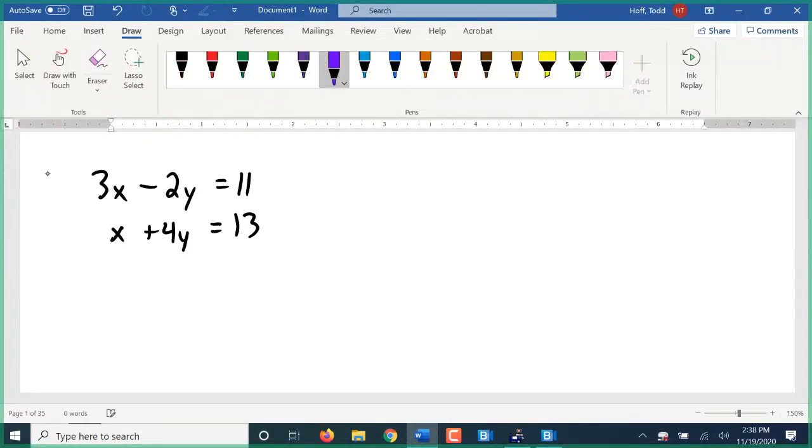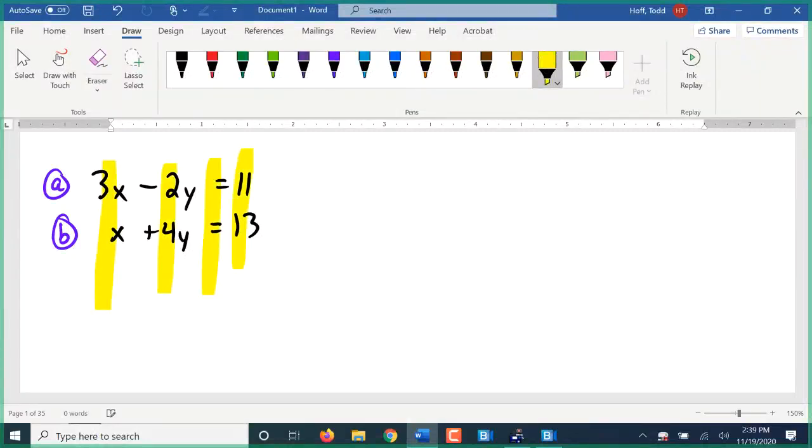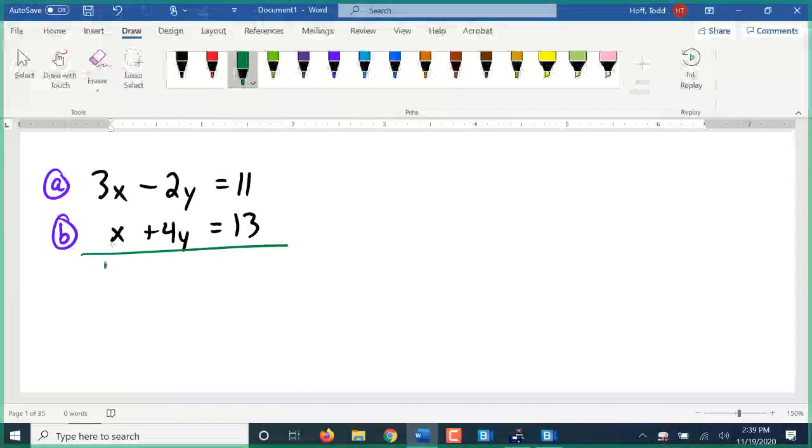As we look at this system of equations, I'm going to label them A and B for now, again, for ease of reference. I see that they are lined up: x's, y's, equals, and constants. That part's good. But if I go to add these equations, nothing is going to be eliminated. We add them, I got 3x and x is 4x. Negative 2y and positive 4y is a positive 2y. 11 and 13 is 24. I did not get rid of any of my variables. That doesn't do us any good. So we don't want that.